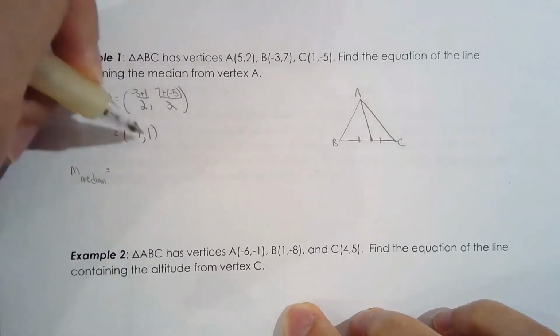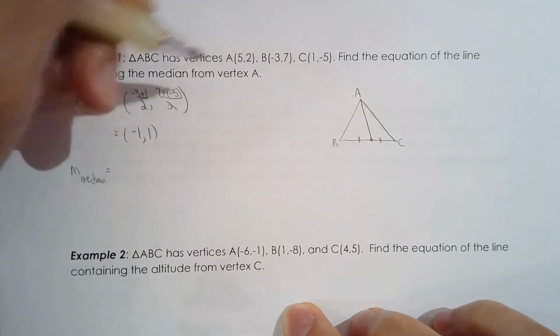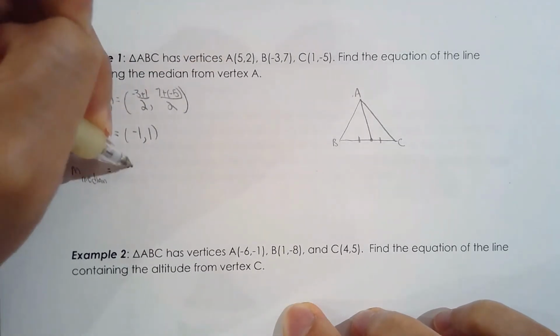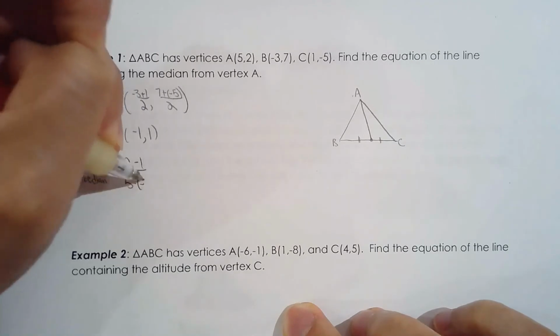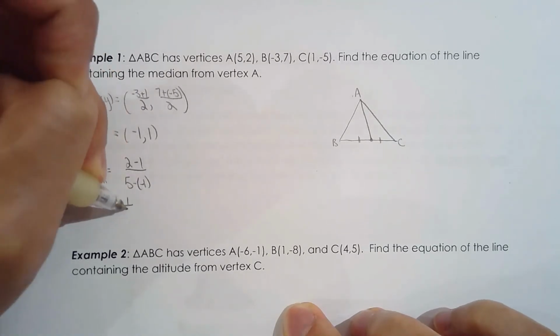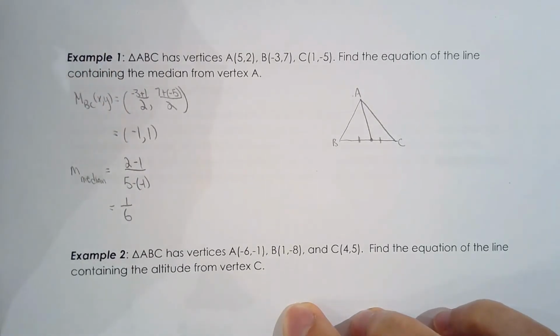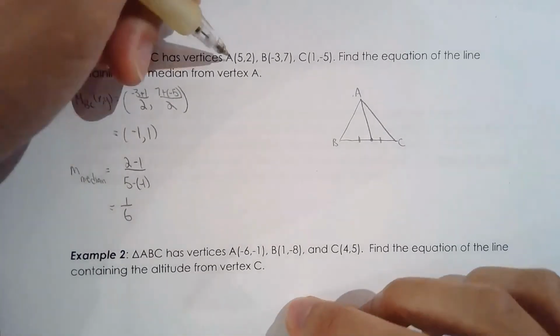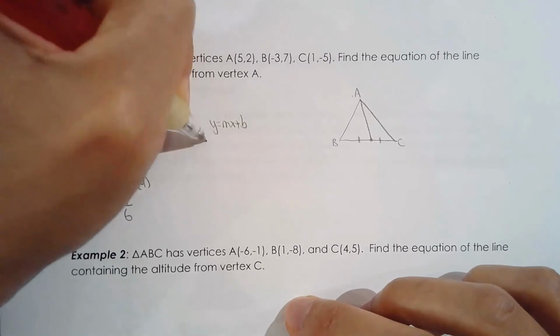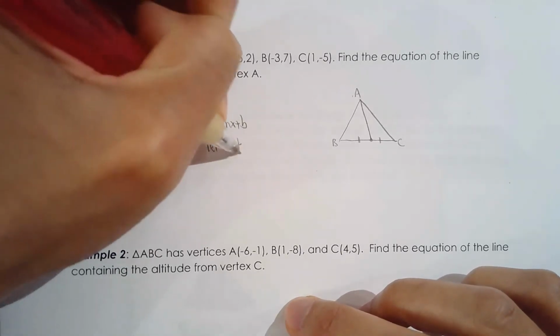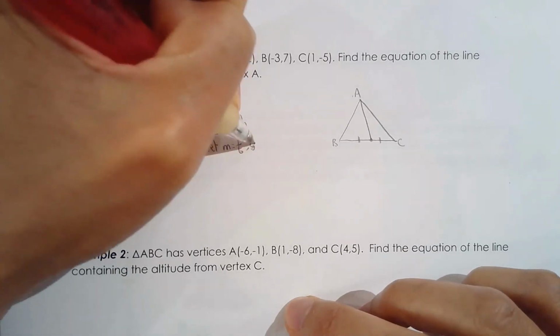Okay, so I'm going to sub in this point and this point. So 2 minus 1 and 5 minus -1. That will give me the slope of the median, which is 1/6. Beautiful. I have the slope. I can sub in either point. So y equals mx plus b. Let m equal 1/6. Sub in.